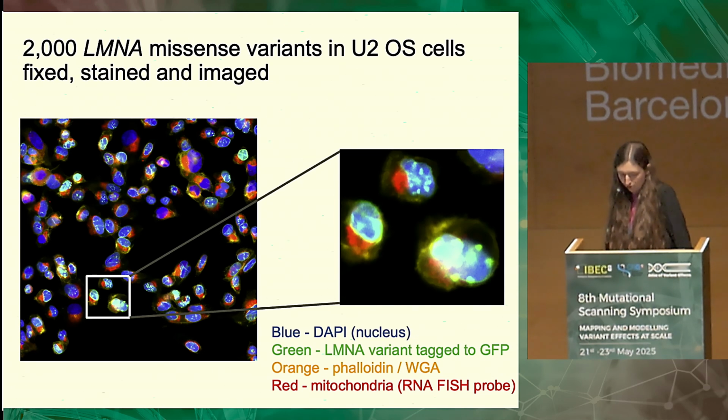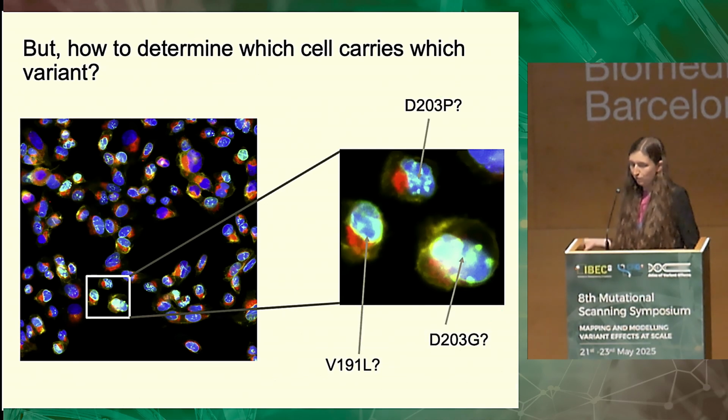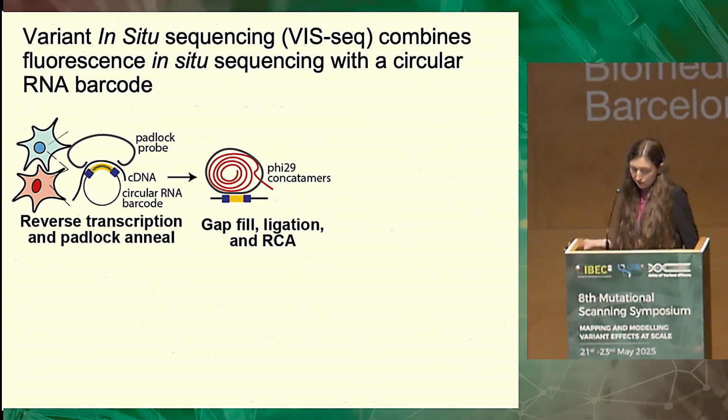We're also able to measure other generic morphology of the cell, including actin, as well as using a mitochondrial RNA FISH probe. So then the obvious question that we want to answer is which of these cells corresponds with which variant? In order to do that, that's where in situ sequencing comes in.